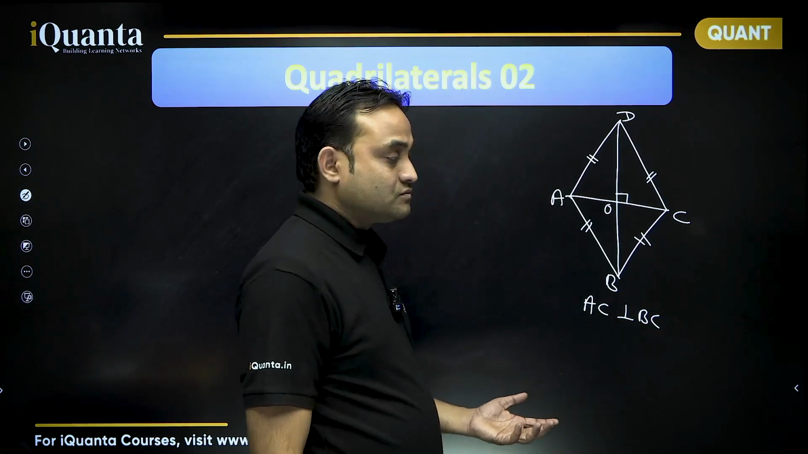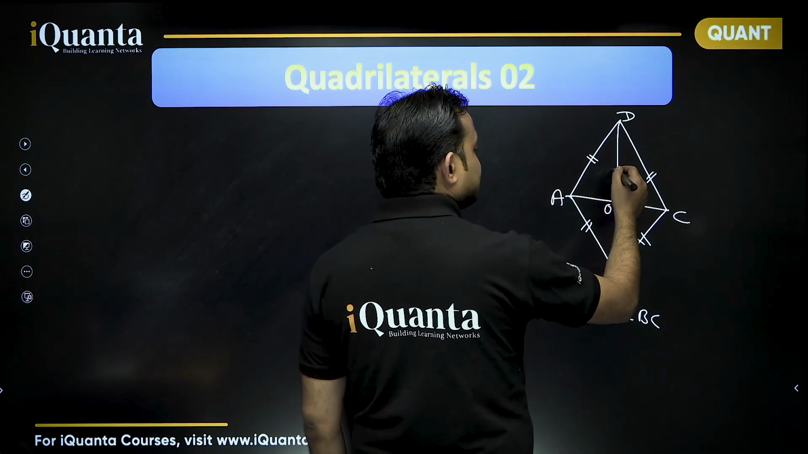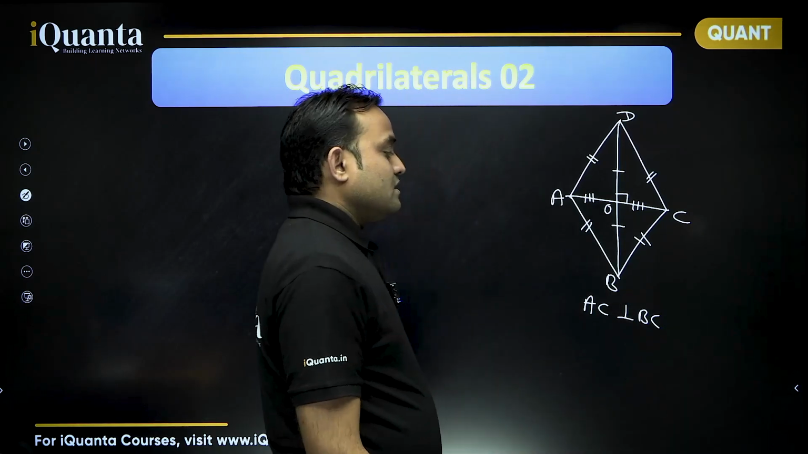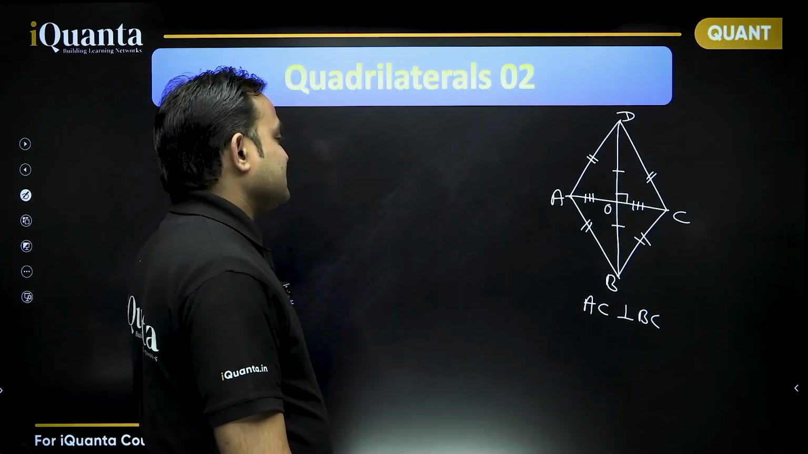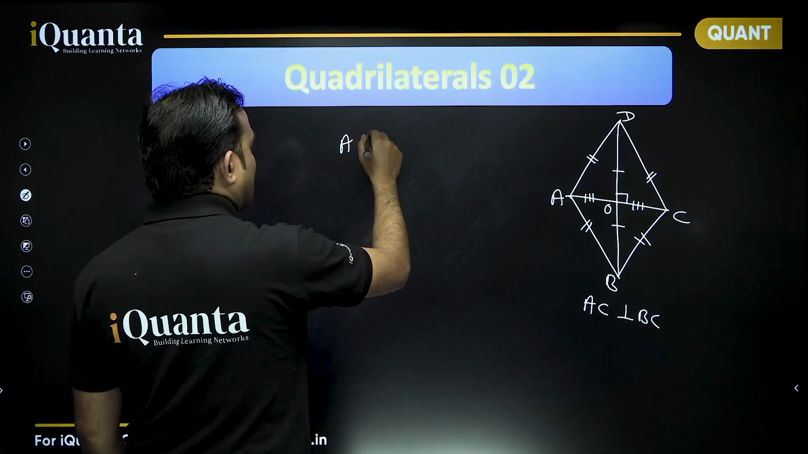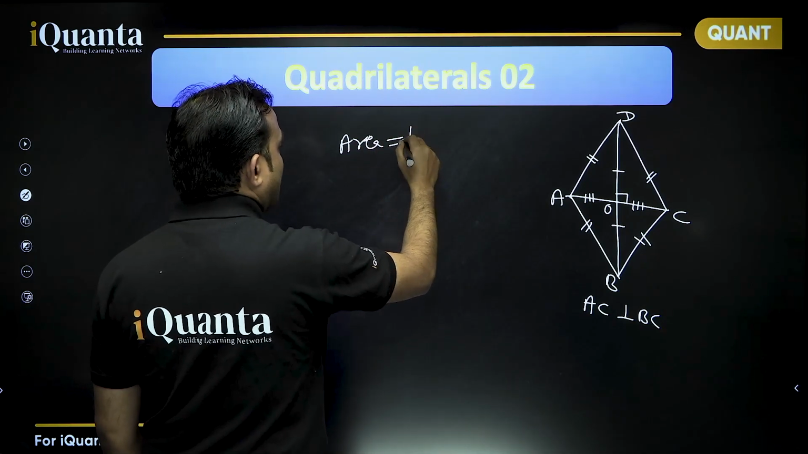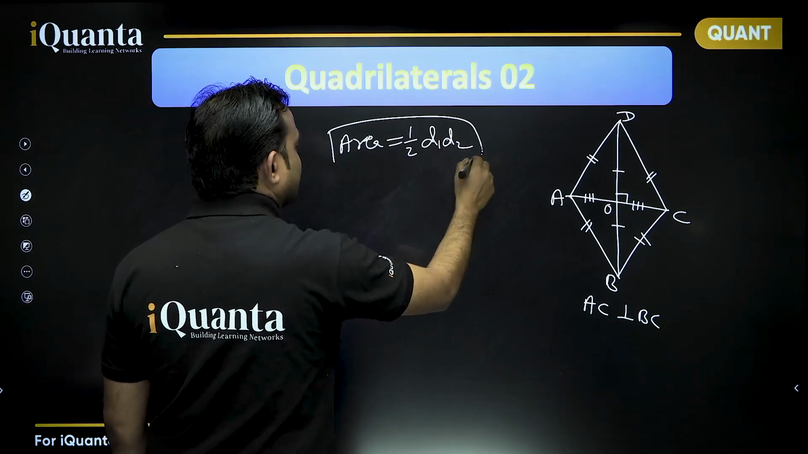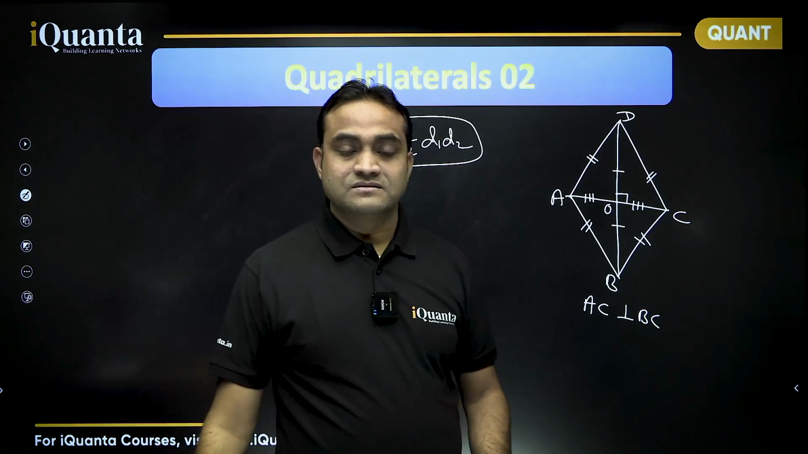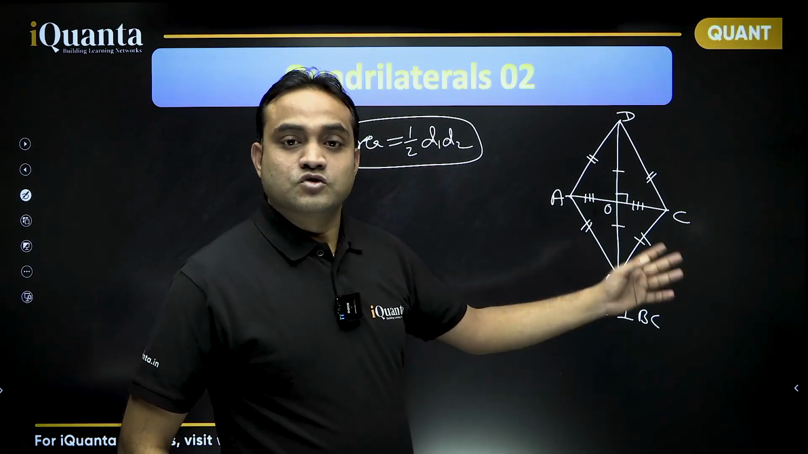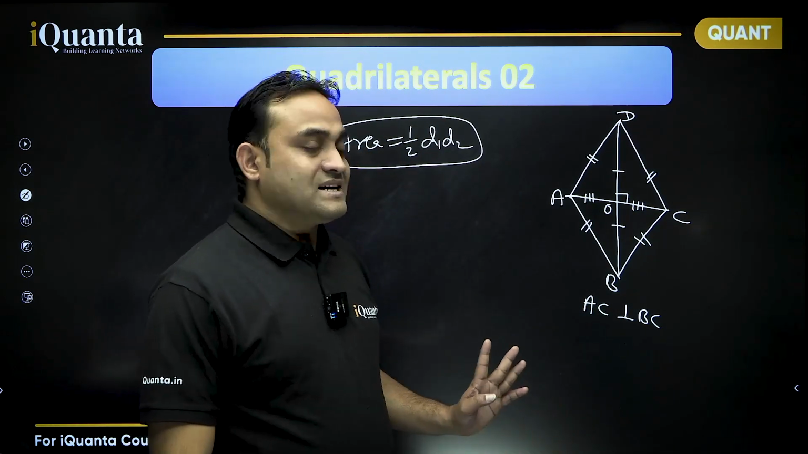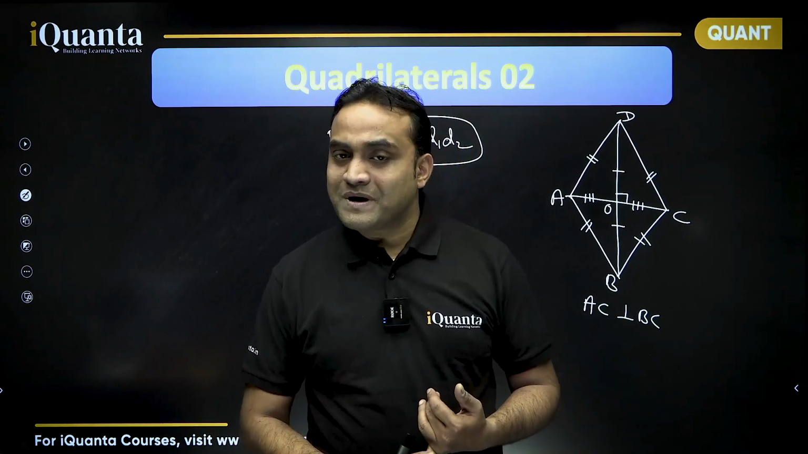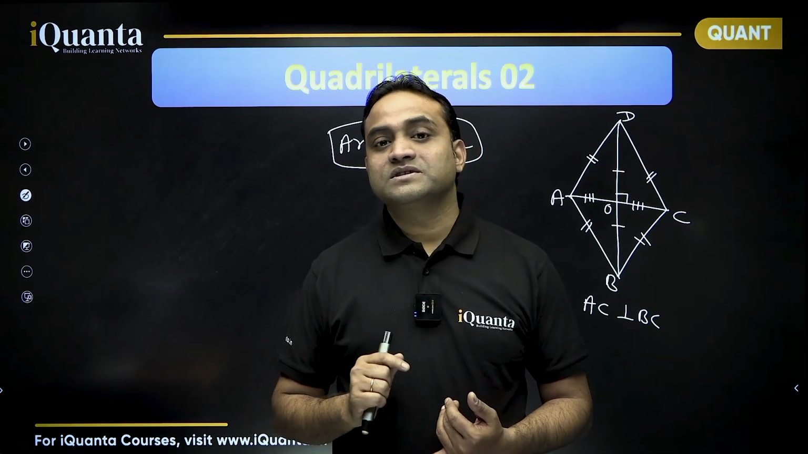What else do we know? That they bisect each other. The diagonals are bisecting each other, right? Apart from that, we can also say that the area of a rhombus is equal to half D1 into D2, where D1 and D2 are nothing but the diagonals of a particular rhombus. All right. So as I said, in case of parallelograms, there are 4 different kinds: simple parallelograms, then comes rectangle, then comes square, and then comes rhombus.